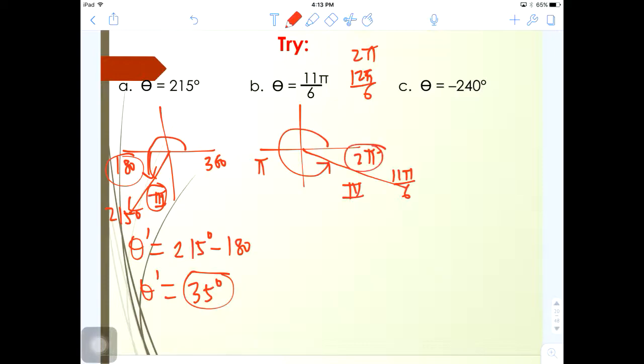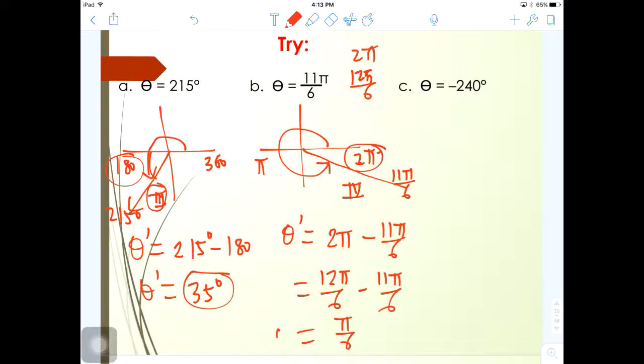In fourth quadrant, you are closer to 2 pi. So the reference angle is going to be 2 pi minus 11 pi over 6. And I know that 2 pi is 12 pi over 6 with a common denominator. And that is how I get pi over 6 as my reference angle. So this space right here is pi over 6. It just means, hey, you're only pi over 6 away from 2 pi, okay? And that's that problem. Last one is a negative angle.